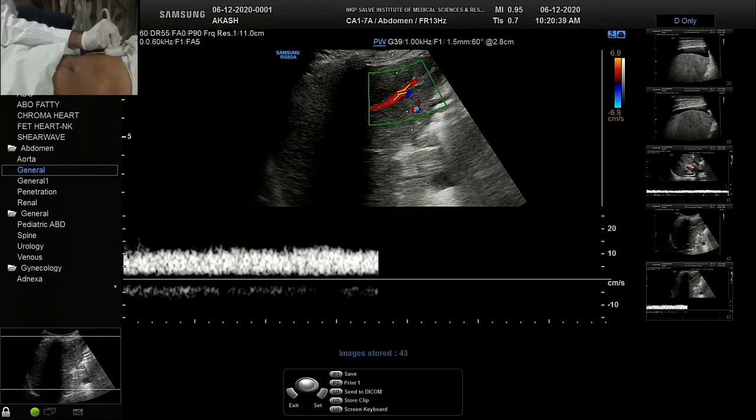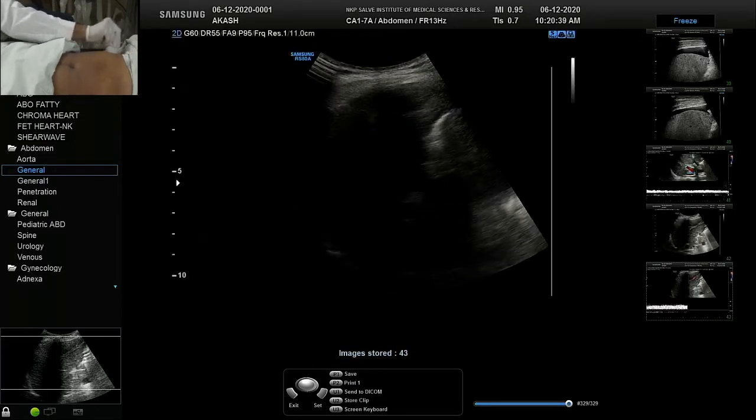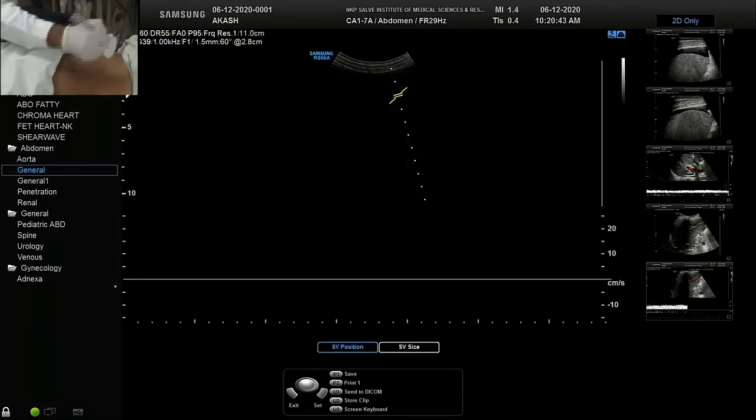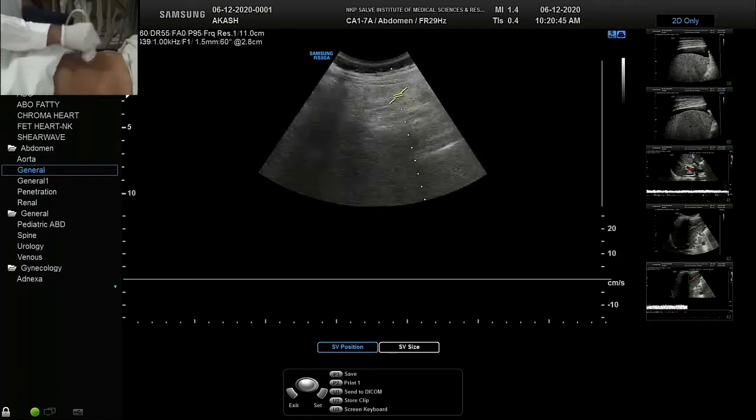Again hepatopetal flow, another finding for portal hypertension. So we had multiple findings in this case.